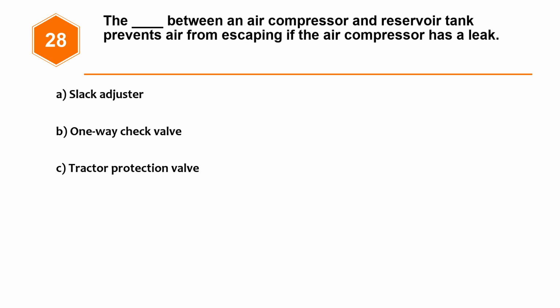Question 28. The blank between an air compressor and reservoir tank prevents air from escaping if the air compressor has a leak. Option A, slack adjuster. Option B, one-way check valve. Option C, tractor protection valve.